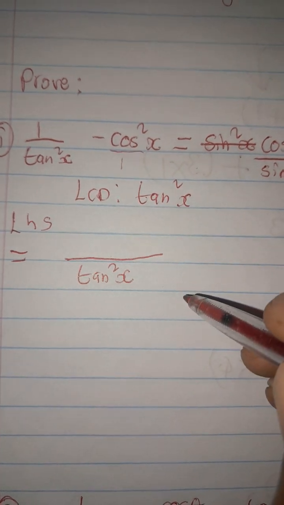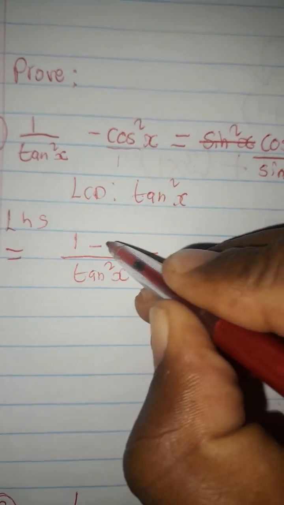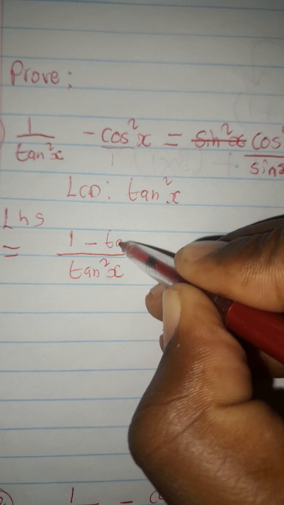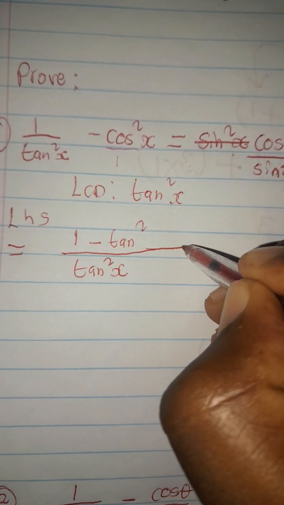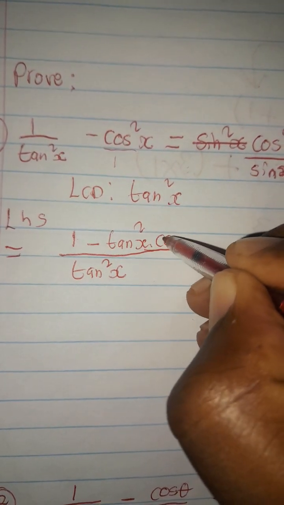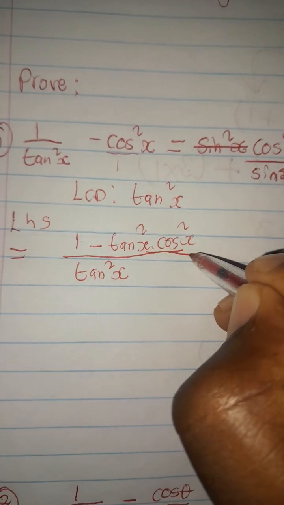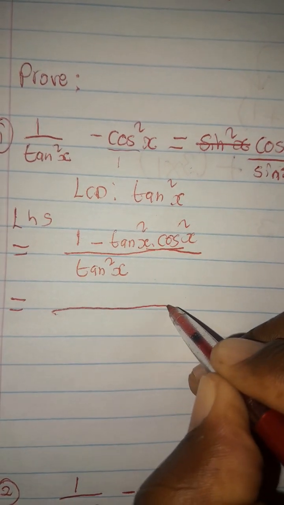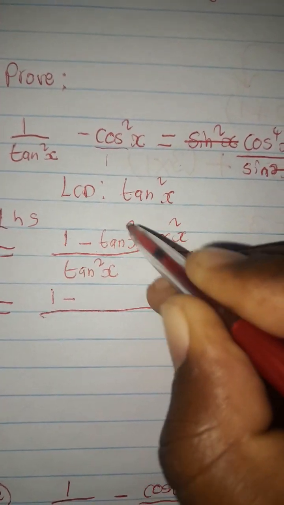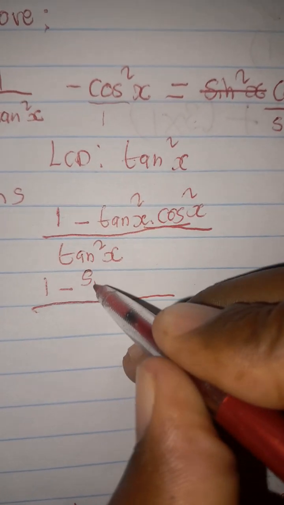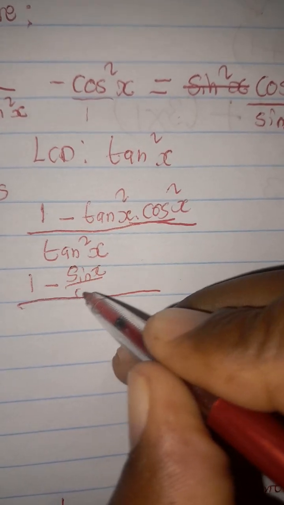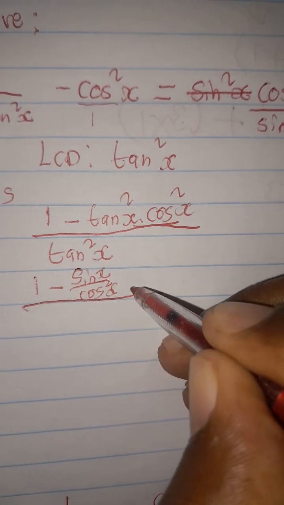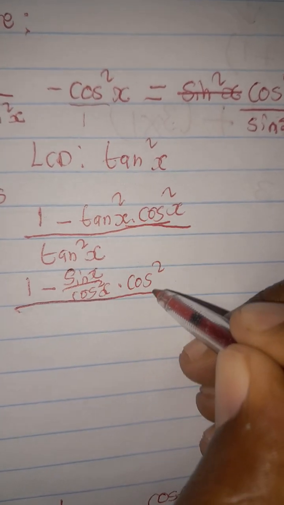Then we are going to use the cross method. 1 times 1, that will be 1. And tan squared x multiplied by cos squared x, this is the denominator. So let's work it out. From here, we can change tan since it's a quotient identity. Remember I told you that when you change tan, it's going to be sine all over cos. So in this case, it's going to be sine squared x divided by cos squared x, multiplied by cos squared x.